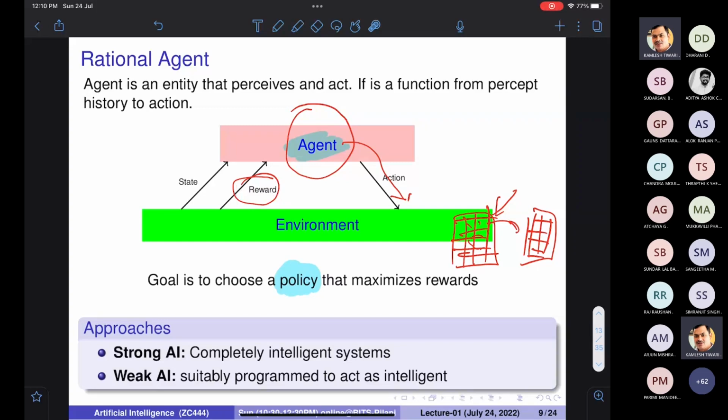Okay, then based on the reward, because you want to maximize the reward, you can maximize it only by going in a particular direction. So by this, you find out a way. Maybe you want to improve your health, and for that, something you are doing right now is not good.